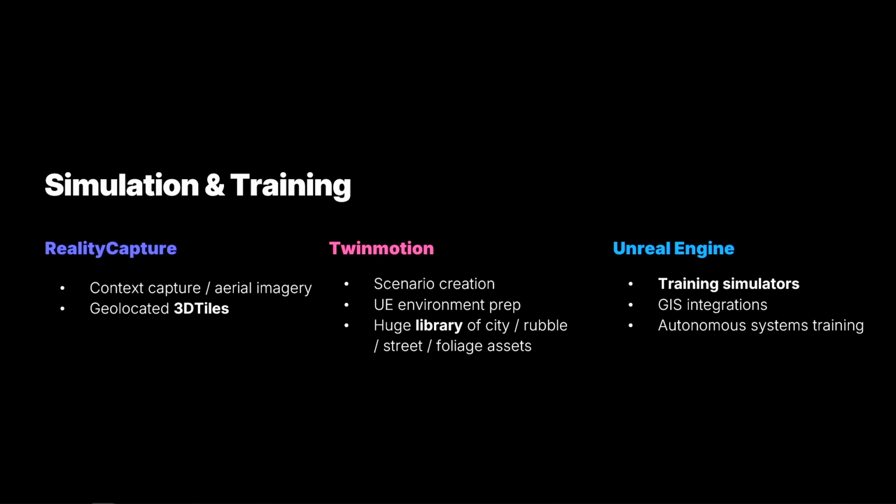For simulation and training, RealityCapture, again, just capturing those large areas is great for that. With the added benefit that RealityCapture can export a 3D Tiles format. That is the CCM format. If you've seen any of the demos with Google Earth data streaming into Unreal Engine, that means that you can have your photogrammetry content streamed in and geolocated to line up with all of that data in a standard way, which is pretty powerful for this type of industry.